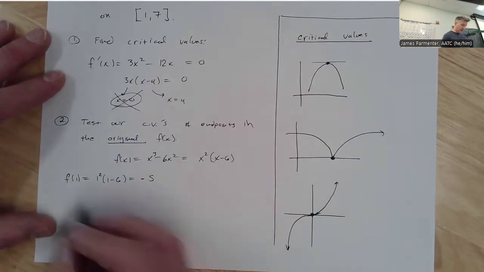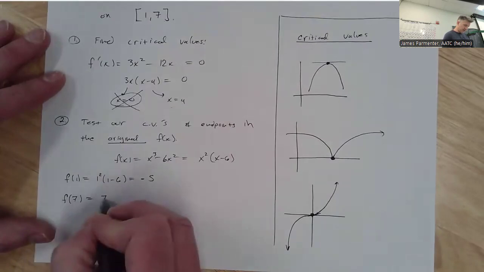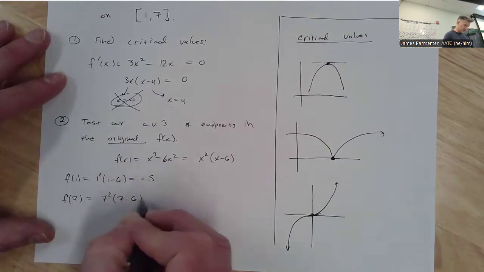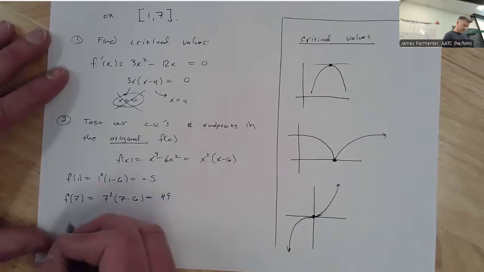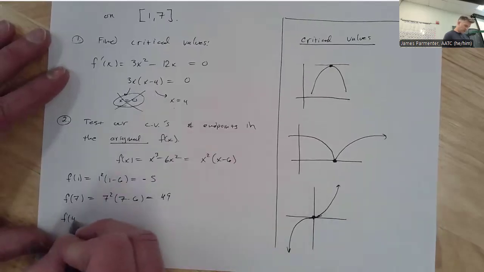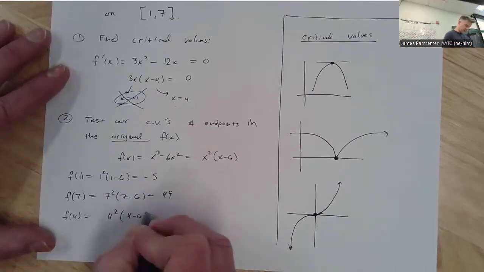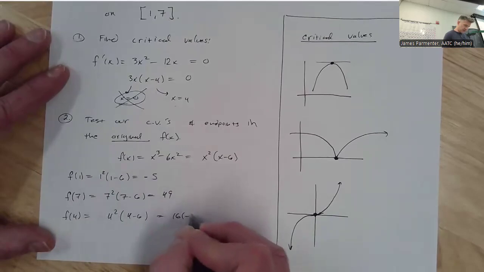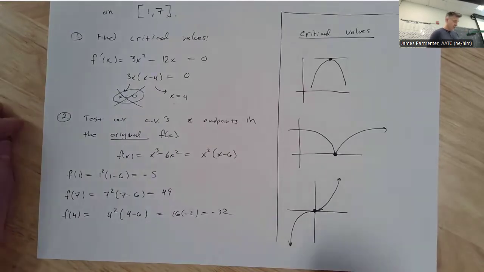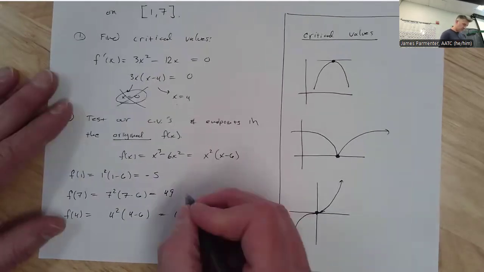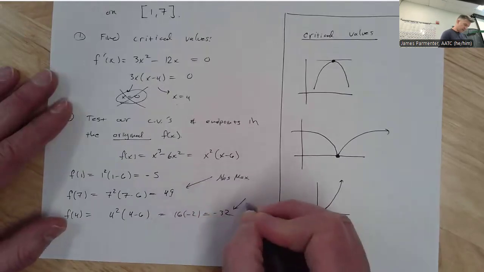So f of 1 is negative 5. f of 7 is 7 squared times 7 minus 6, which is 49 times 1, which is 49. And f of 4 is 4 squared times 4 minus 6, which is 16 times negative 2, which is negative 32. So there's my absolute maximum, and there's my absolute minimum.